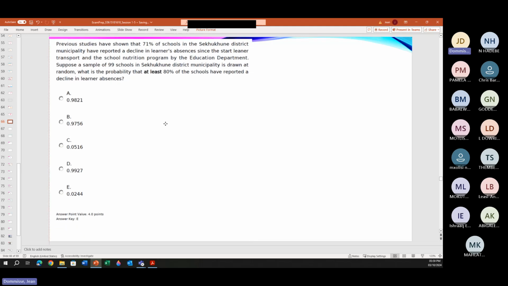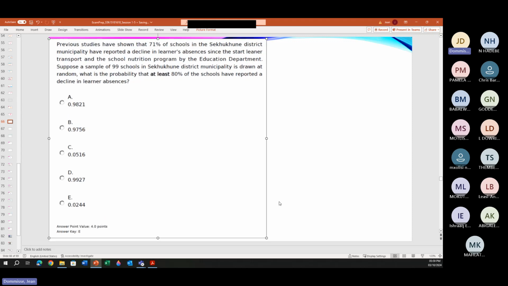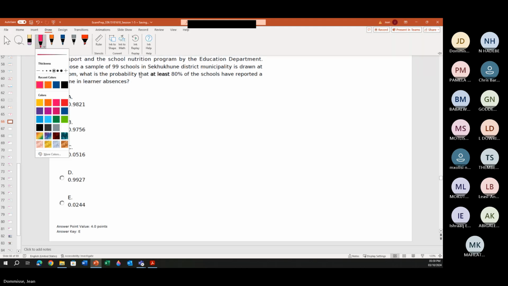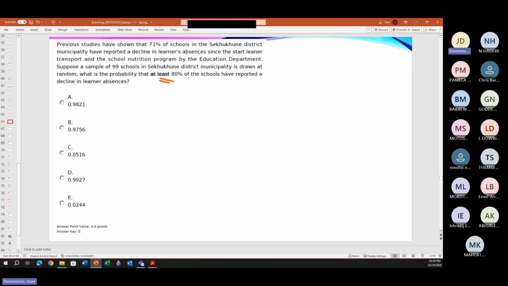So again, you can see nearly the same information that we get in this one. Previous studies have shown that 71% of schools in the Sekuni district municipality have reported a decline. Suppose a sample of 99 schools is drawn at random. What is the probability that at least 80% of the schools have reported a decline in learner absences? Okay, so we want to work out the z, at least.